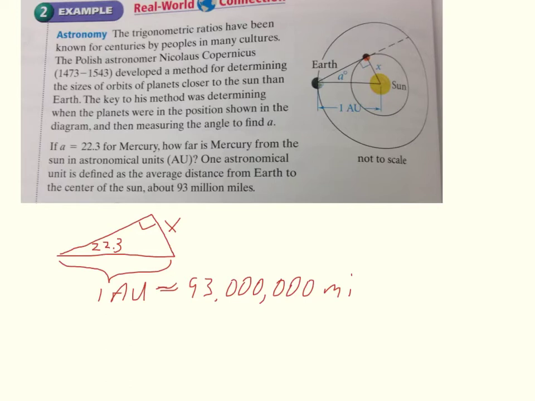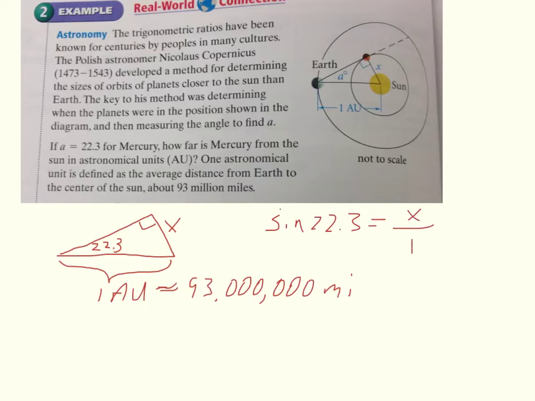Let's figure out how far Mercury is from the Sun in astronomical units. So we set up the triangle. We're going to use sine because we know the opposite and the hypotenuse. We're trying to find the opposite, and we know the hypotenuse and the angle measure. So the sine of 22.3 has got to equal opposite over the hypotenuse.